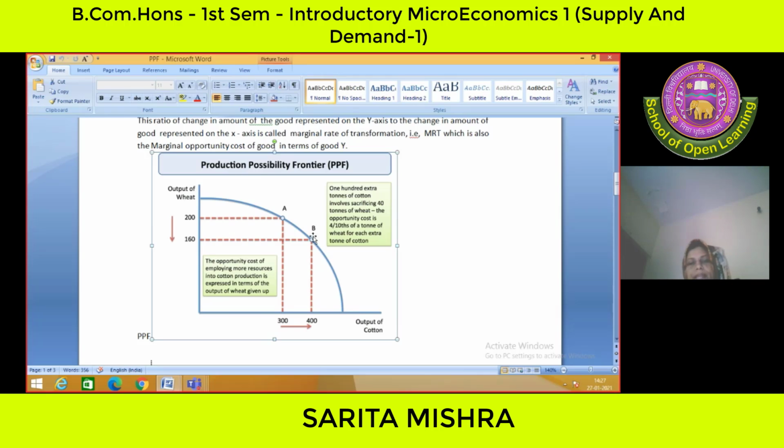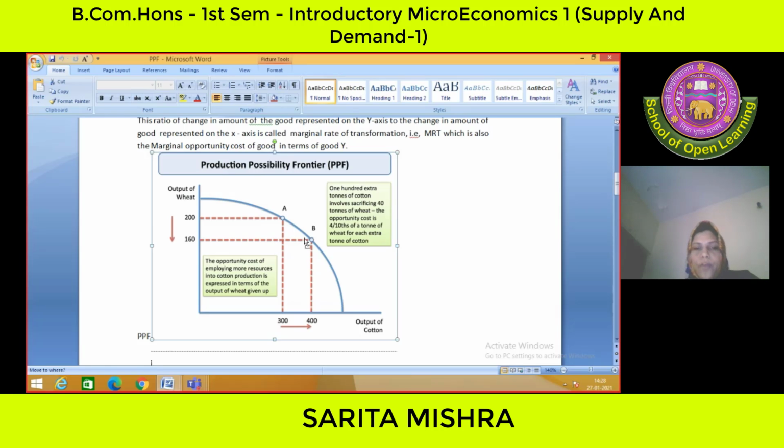Now let's see. At B we have 160 units of say wheat and 160 units of cotton here. Now at point A we have 200 units of wheat and 300 units of cotton. Now when moving from A to B, the change in the production of wheat is how much? It is from 200 to 160, which is 40 units. Okay, so the length of this segment is 40. Similarly, the change in amount of cotton is from 300 to 400, which is plus 100. So the length of this segment, which represents the change in amount of cotton, is 100 units.